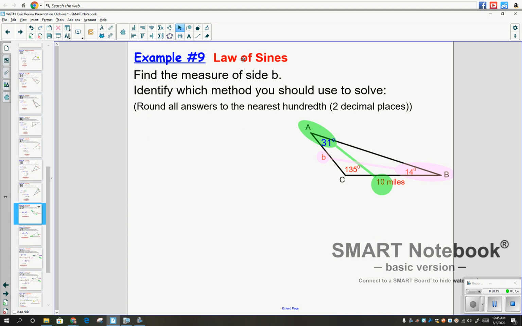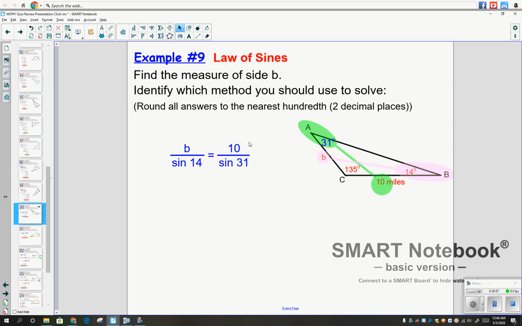I'm solving for a side, so I am going to put the sides on top. I'm writing my ratios. B over sine of 14 equals the ratio of my other opposite pair, which is 10 over sine of 31. Notice B and 10 represent sides, and in the bottom I have sine of the angles, and each ratio represents an opposite pair.